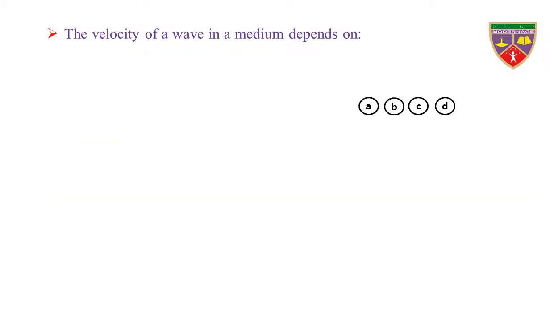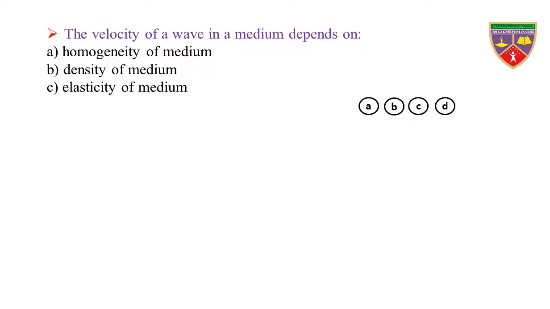The velocity of a wave in a medium depends on: option A, homogeneity of medium; option B, density of medium; option C, elasticity of medium; option D, A, B, and C. The key is A, B, and C. Therefore, the correct option is D.